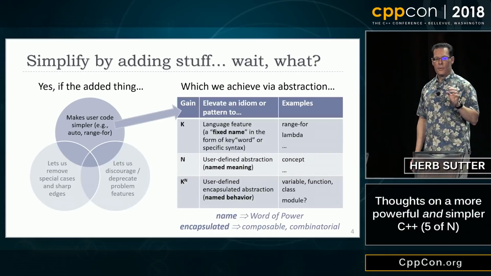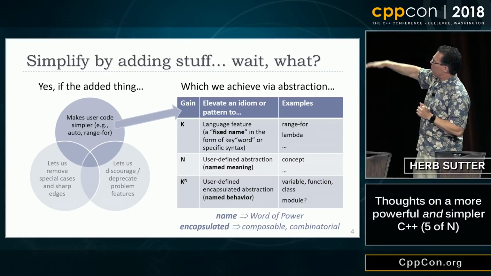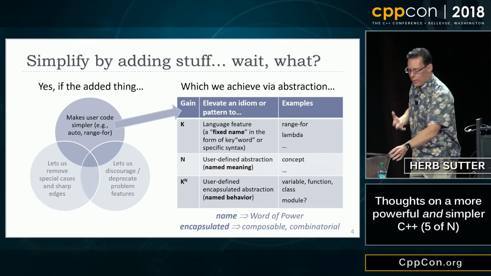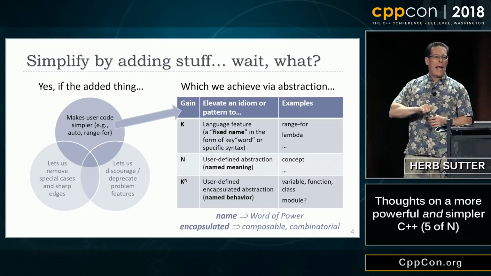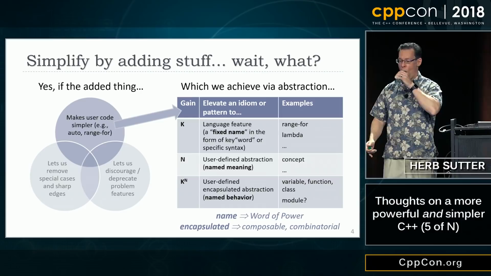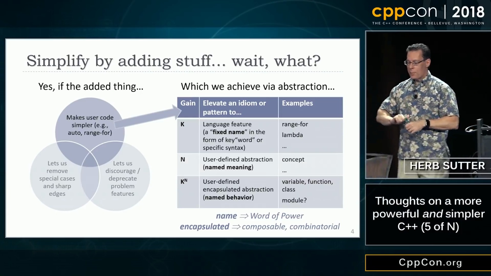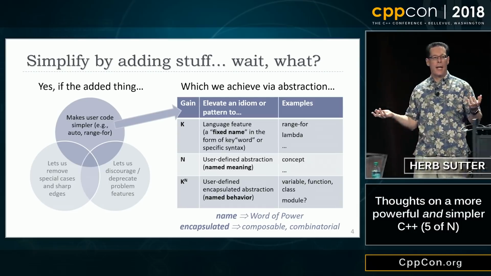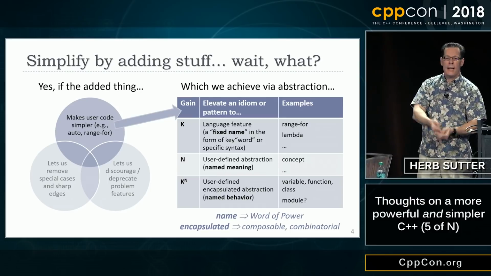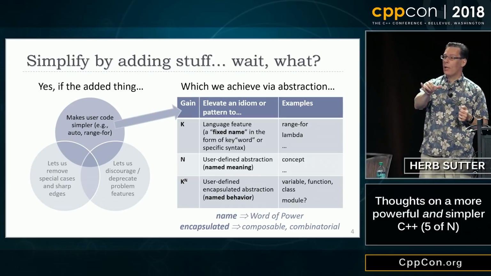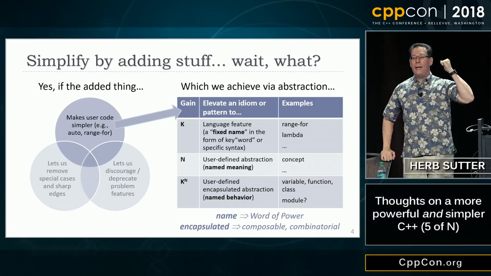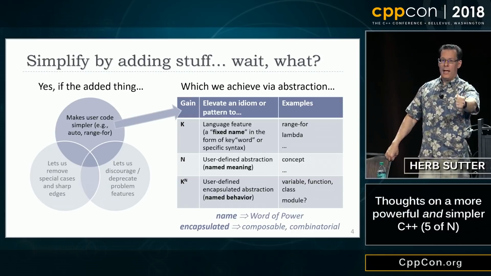Now let's dig into that first bubble, because there are three major categories of ways that we can add a feature that makes user code simpler. The way you always do this, add something that makes things simpler, is by adding an abstraction of some sort, because that lets programmers express their intent more directly. The first bucket, which I'll call a K or constant factor gain, is when we add something like range for, think of it as I'm adding a fixed name into the language. In that case, it's for with a colon. Sometimes it's actually a word like override, but some specific syntax which you can think of as a name, and then the user can invoke that name as a built-in word of power and express their intent more directly.